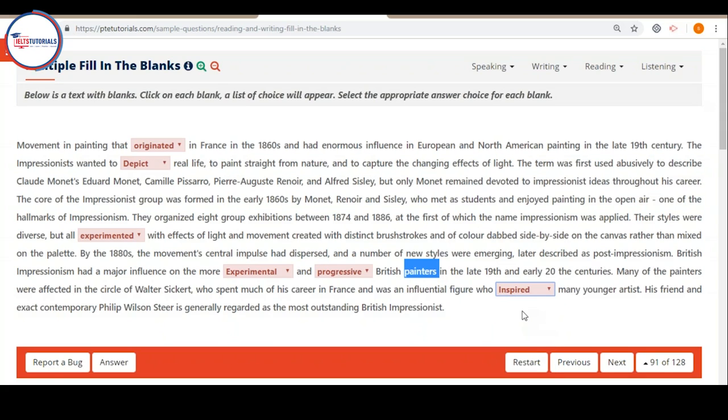His friend and exact contemporary Philip Wilson Steer is generally regarded as the most outstanding British impressionist. This was all about reading blanks. Last week I spent half an hour defining rules for grammar and collocation. The next webinar will only be practice, based on some more questions like the ones we did.